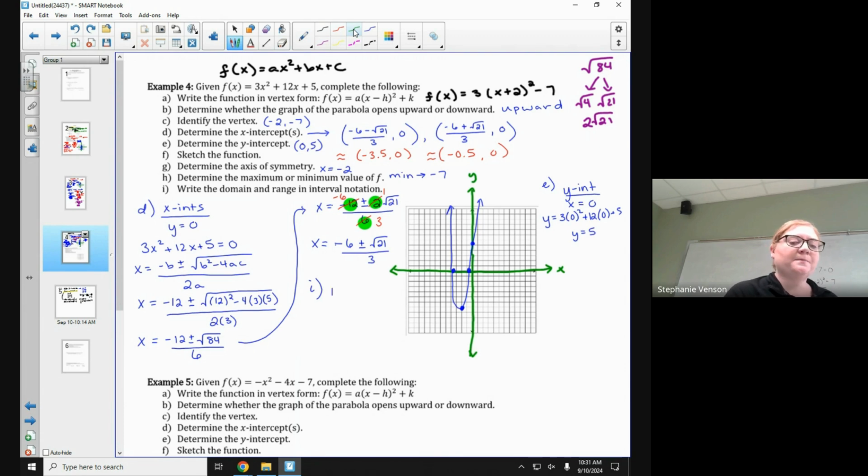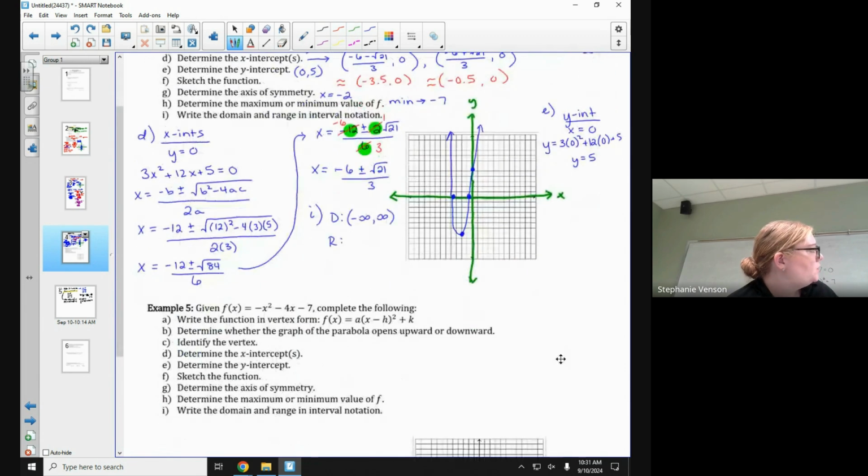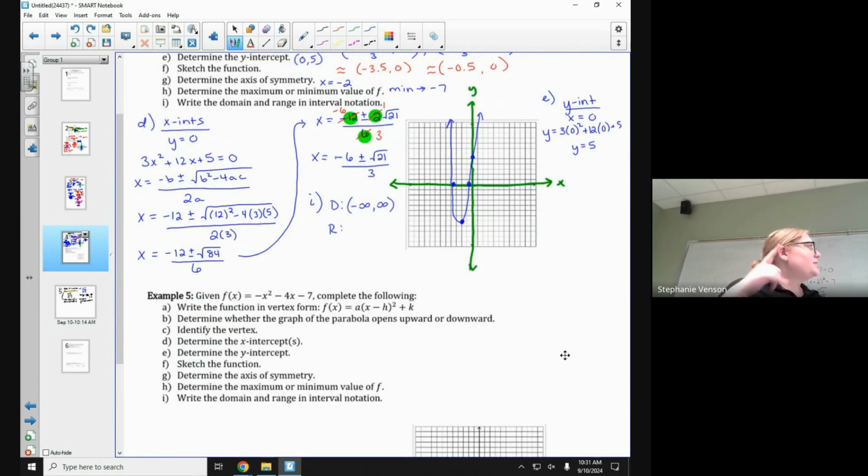And then I'm going to do domain and range down here just because I have a lot of writing right there. So what is the domain for every parabola that has ever existed? You got it. -infinity to +infinity. Okay. And then the range, this one is facing up, which means I'm going to start with my minimum of -7. It gets a bracket, and I'm going to go up to what? Infinity. You got it. Yep.